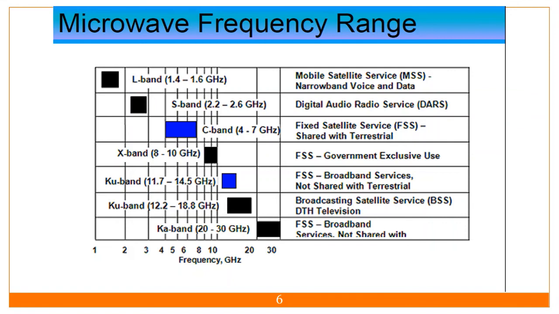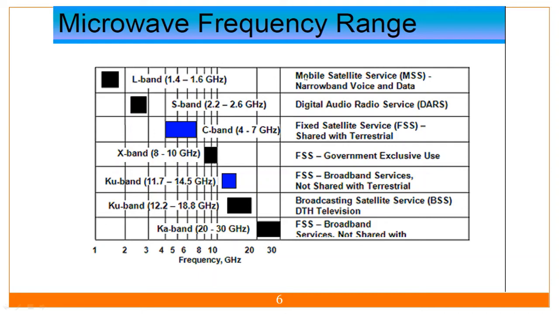Okay, so the microwave frequency is divided into these parts. From 1 to 2 you will find the L band, then 2 to 3 you will find the S band. Likewise, the frequency spectrum is divided. The L band is nothing but 1.4 to 1.6 gigahertz.